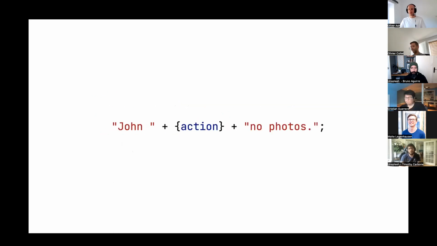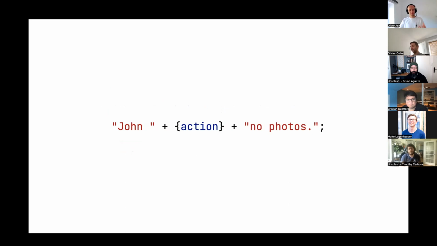But that's not a good idea. The reason why, we need to look at a simpler example. If we look at a message like this, an action might be something like downloaded or viewed. So this sentence might say, John downloaded no photos, or John viewed no photos. It's a bit of a weird example. I need to find a better example, but hopefully you get the idea.